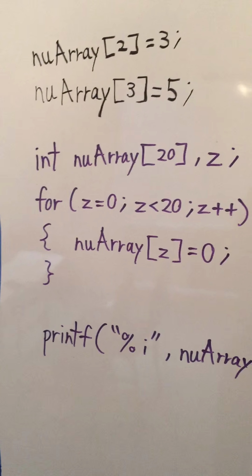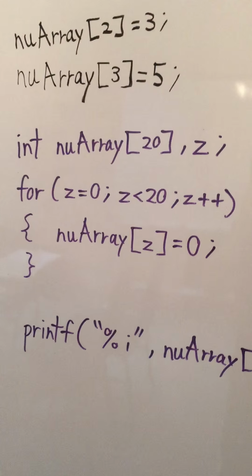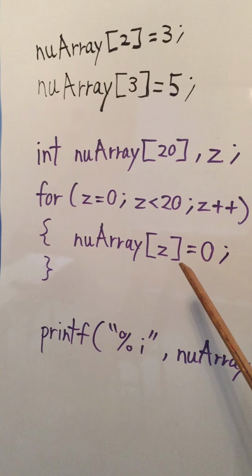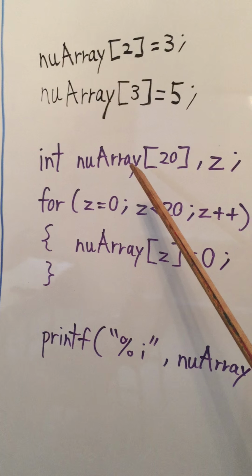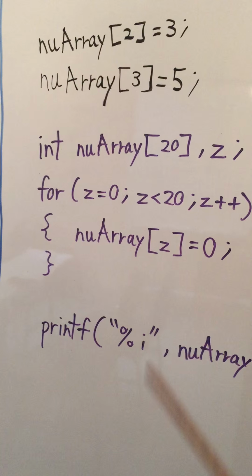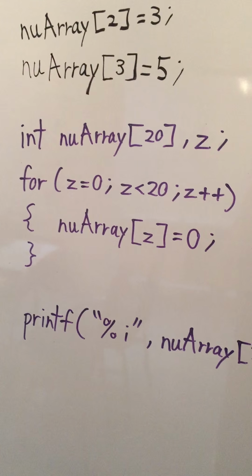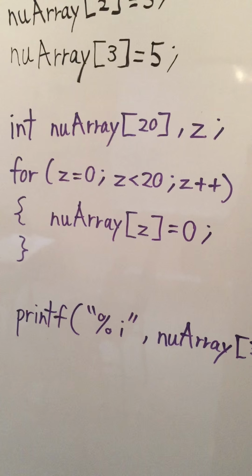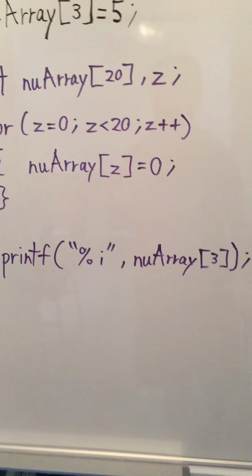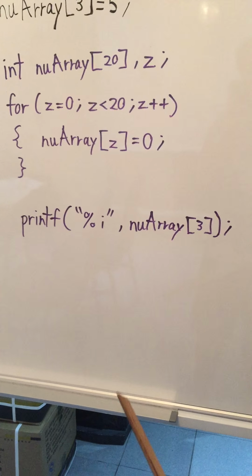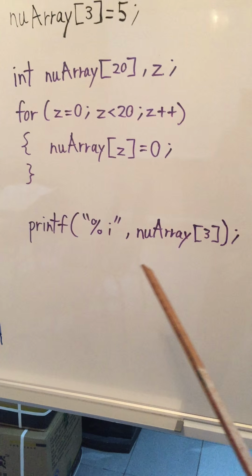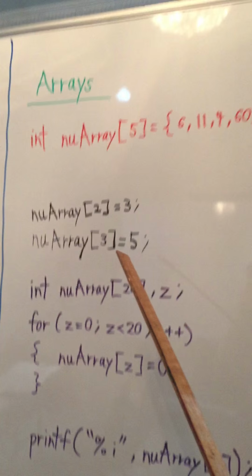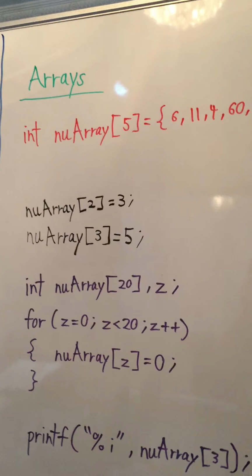All arrays basically start from 0, and so for this it will be new array 0 equals 0, new array 1 equals 1, new array 2 equals 2, and so on until it reaches 20. To access the array, you use printf, your parenthesis, i, then new array 3. So for example, if new array 3 is 5, it will show 5 to the user.